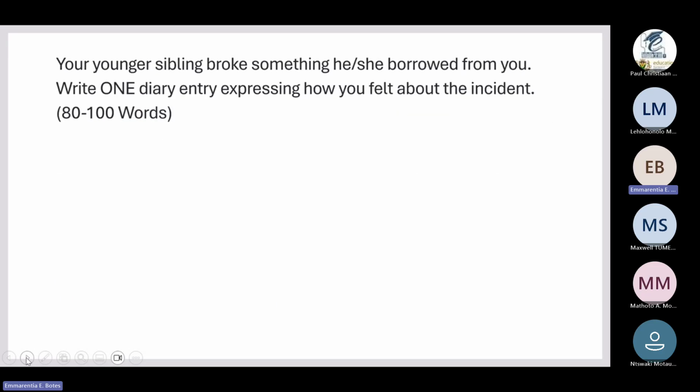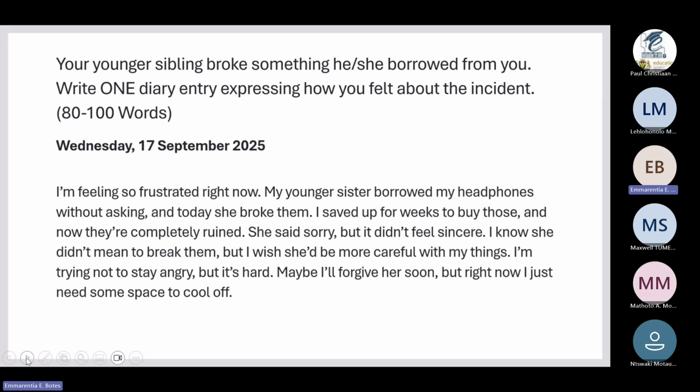Another example, this one is your younger sibling broke something he or she borrowed from you. Write one diary entry expressing how you felt about the incident. Again, 80 to 100 words. Again, we have the day and the date. Make sure you can spell it.